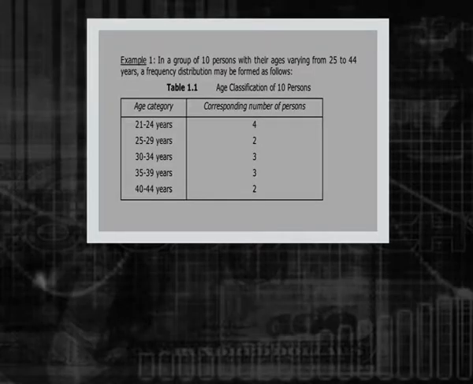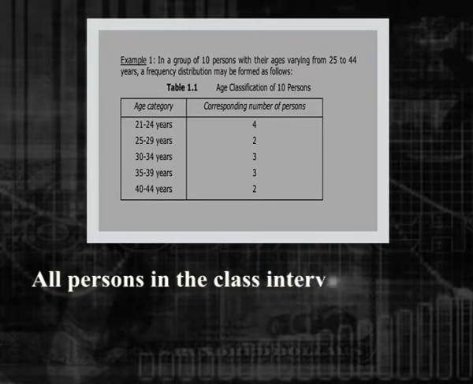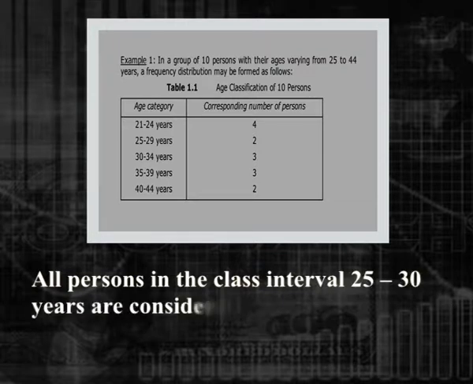For purposes of further mathematical analysis, all observations belonging to a given class interval are assumed to coincide with the class mark. Thus, all persons in the class interval 25 to 30 years are considered to be 27.5 years of age.